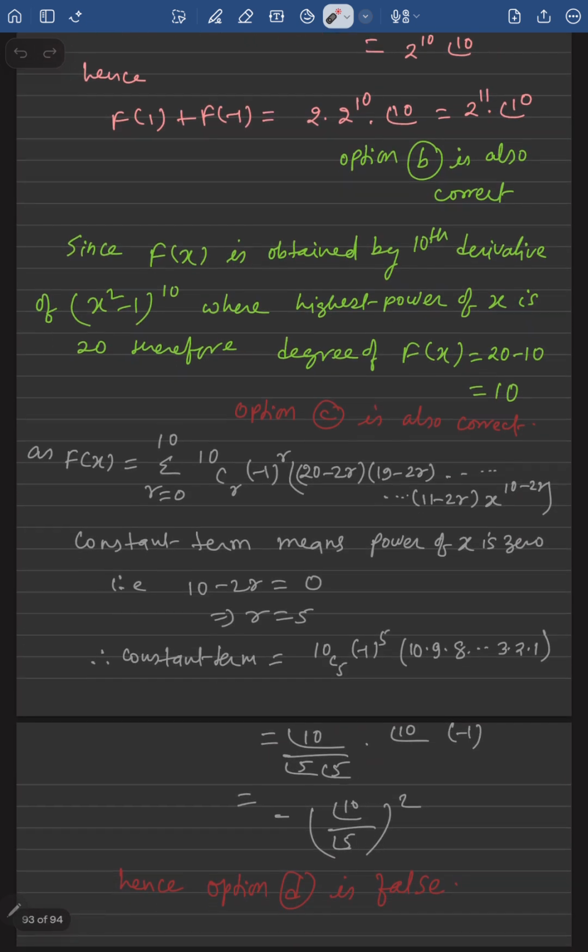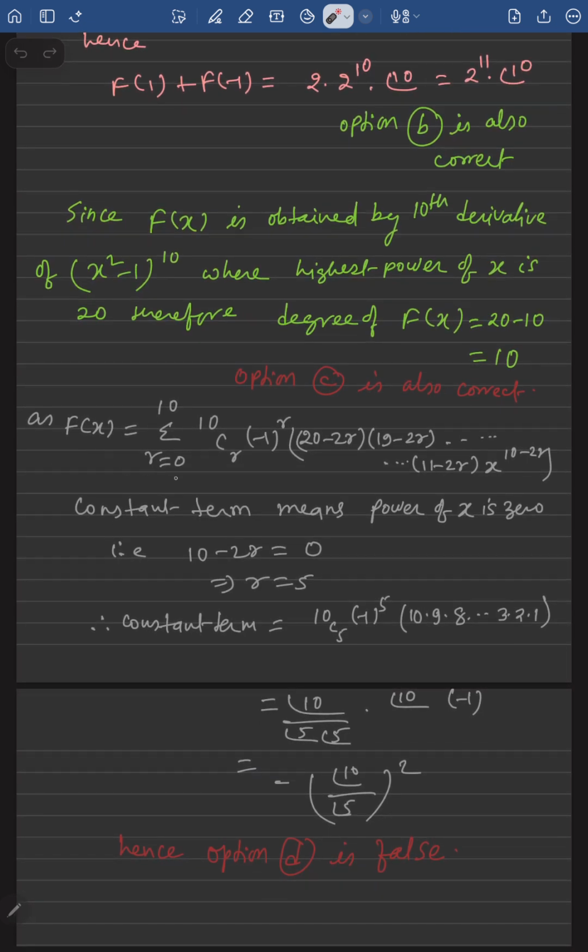Now come to option D. Again, we have written f(x) in this format, as the 10th derivative of (x square minus 1) power 10. So already we have discussed this one. Now the constant term you have to find out. In the last option we have to find the constant term. How will you get the constant term? If it is independent of x. Independent of x means 10 minus 2r is 0, that is r is 5. So the coefficient will be 10C5 into (minus 1) power 5, and 10 into 9 into 8 ... 3 into 2 into 1, because 5 to the 10, 11 minus 10 is 1. So you are getting 10C5 into minus 1 for this one.